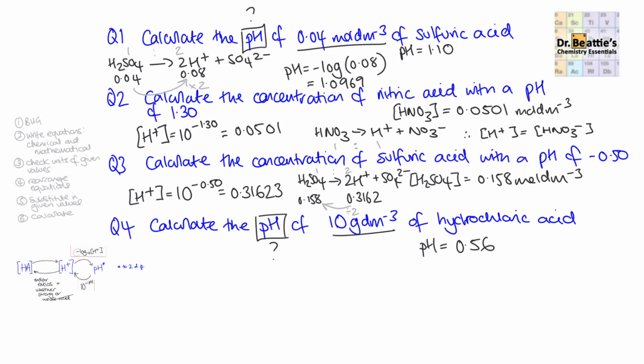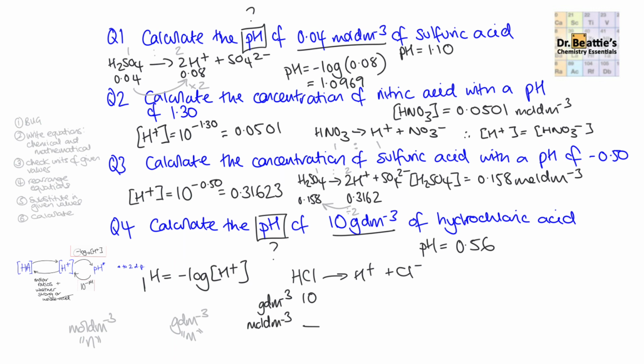Trying to work out the pH, the given value actually is not in the correct units. We know that pH is the minus log of the H+. The square brackets here mean moles per decimeter cubed, but this is in grams per decimeter cubed. So then when we get to part 3 of our approach to calculations, we know we're going to have to convert this into moles per decimeter cubed.